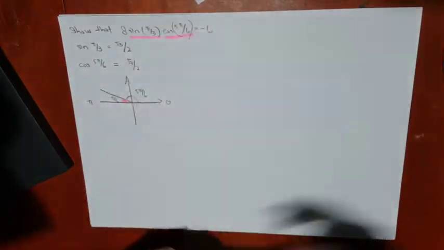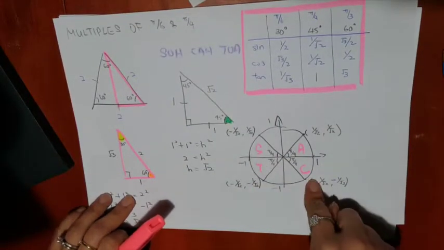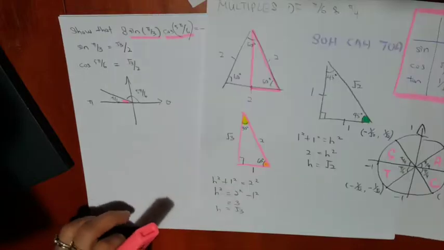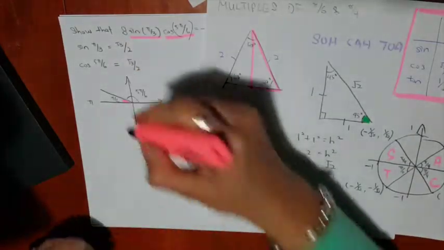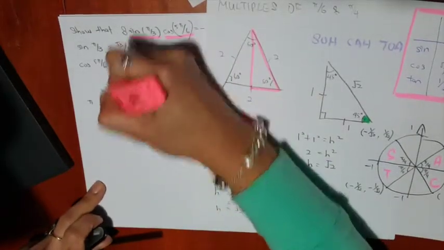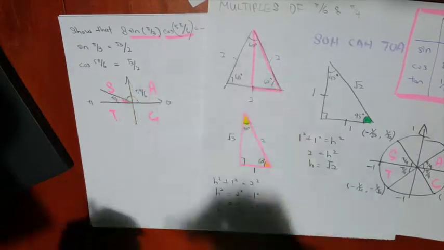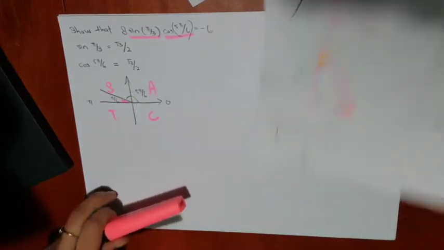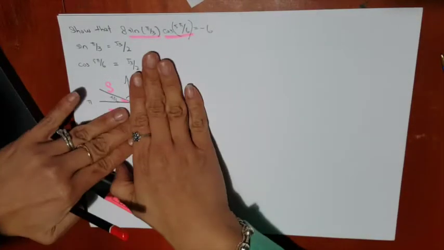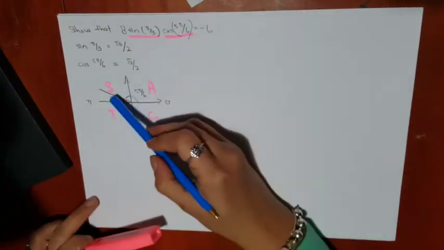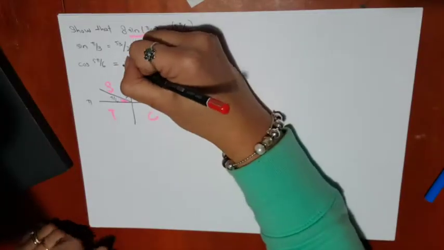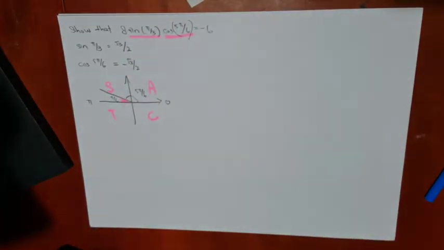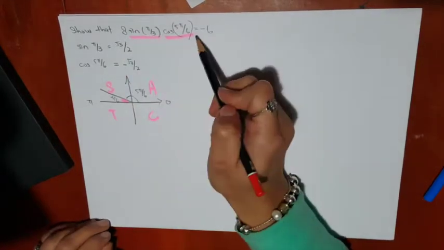But because we have "All Students Take Calculus" (ASTC), we need to decide on the signs for this too. This is the second quadrant. The angle is in the second quadrant, so we only look at this bit here. So sine is positive. This is fine. The cos needs to be negative. So this is the value when I find them separately.